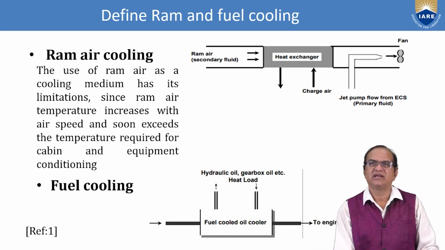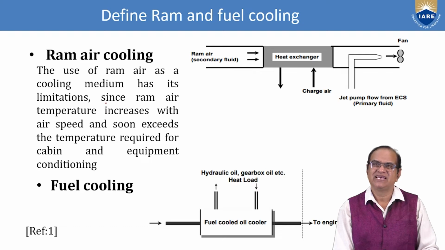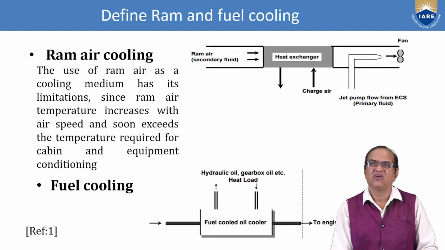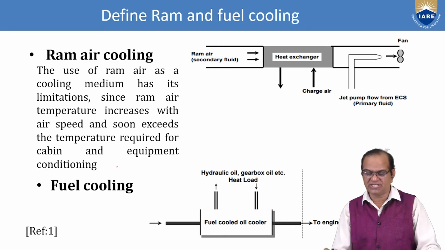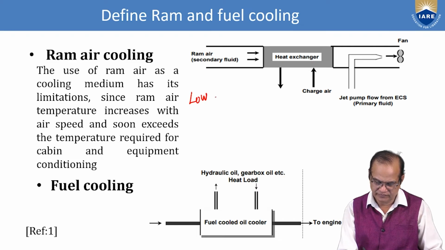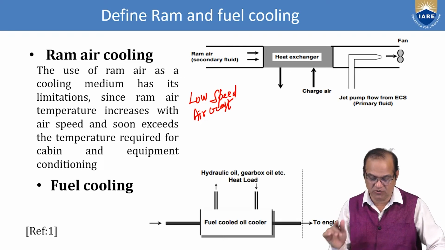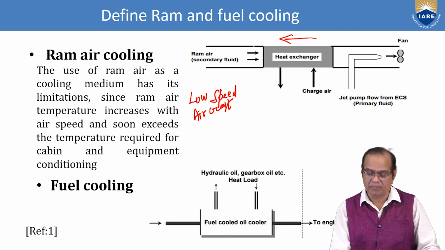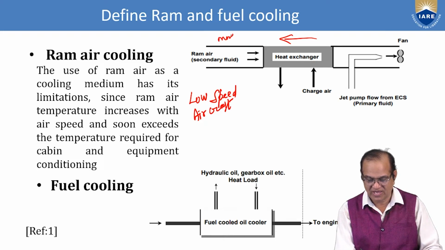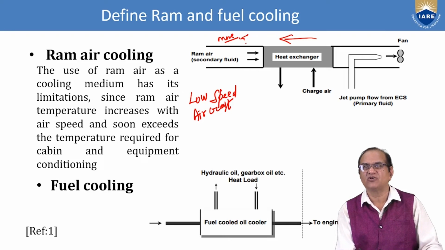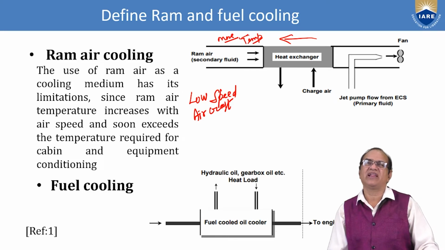The use of RAM air as a cooling medium has its limitations, since RAM air temperature increases with air speed and soon exceeds the temperature required for the cabin and the equipment. For low speed aircraft, this type of system is good. But if you are going for high speed, then what will happen? The pressure of the RAM air will be more, and due to this high pressure, the temperature will also increase. So the cooling capacity of the RAM air will be reduced.